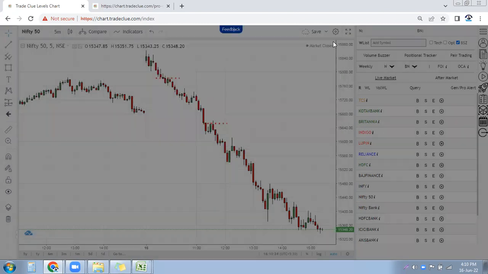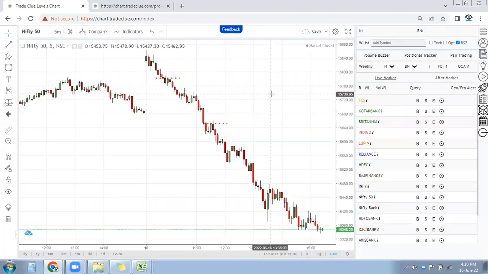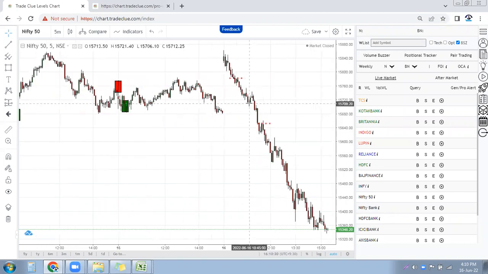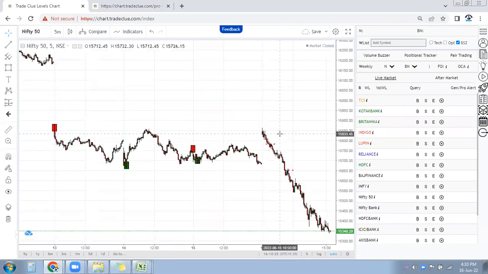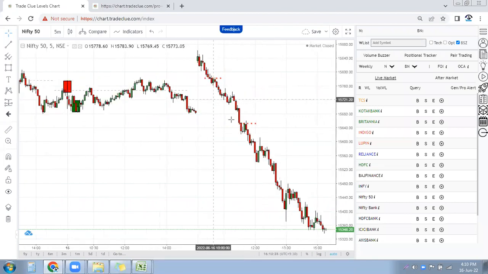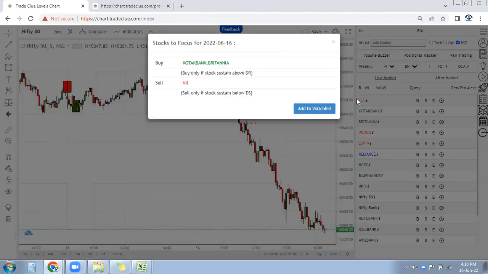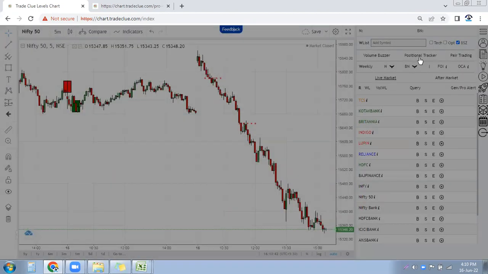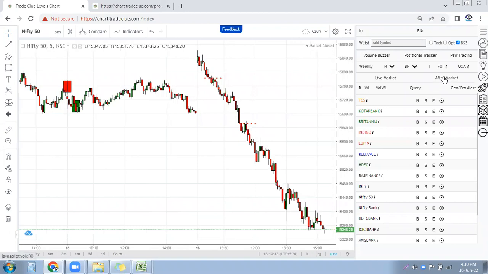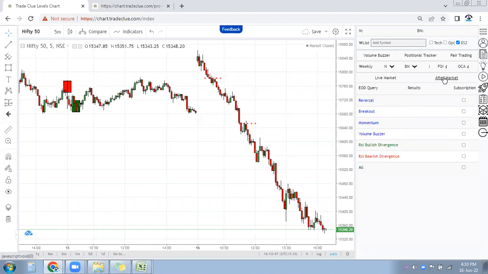Well, that's it. This is the idea about the introduction to TradeClue. The basic is the charting tool with red green boxes, bands, dotted lines, which helps you to improve your execution. And on the right hand side, there is a panel where you can curate your own watch list. You can get stocks to focus. You can also select stocks from positional tracker. You can also select stocks from aftermarket.